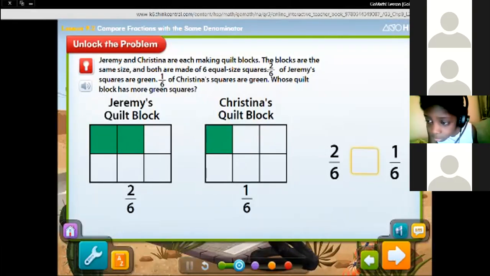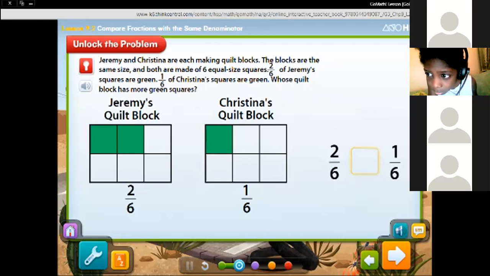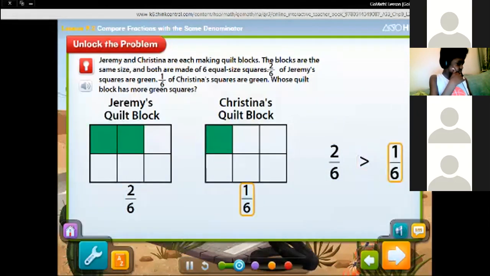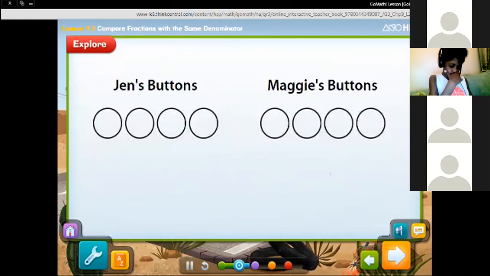Omar, what fraction is bigger? 2 out of 6. 2/6. Right. Jeremy's quilt block has the larger amount shaded, so 2/6 is greater than 1/6. So Jeremy's quilt block has more green squares. All right. Just as you can compare fractions of equal-sized wholes, you can compare fractions of equal-sized groups.